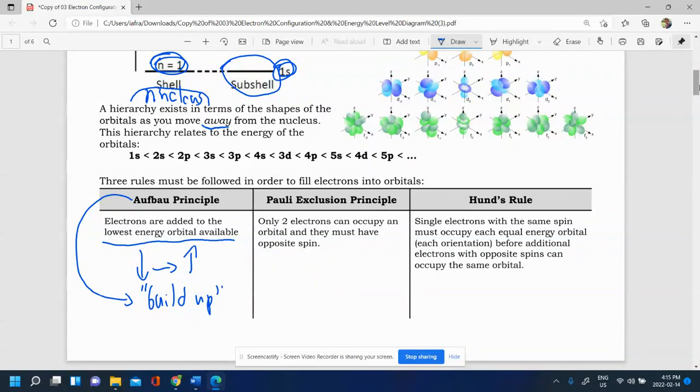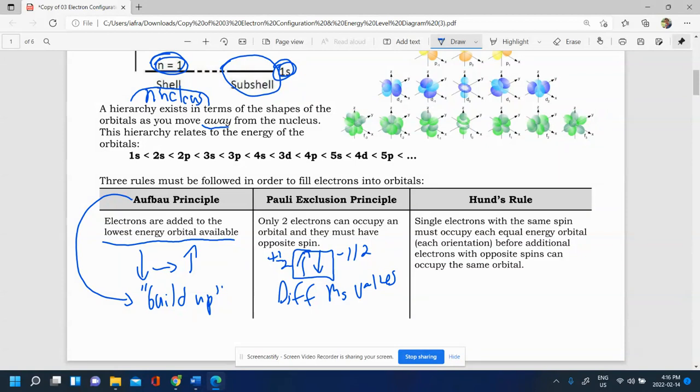The other rule is called the Pauli exclusion principle, and what that means is only two electrons can occupy an orbital, and they must have opposite spins. So if you have a box like this, you can only fit two electrons in there, and they have to have opposite spins. They can't have the same quantum numbers. Every electron has to have a unique set of quantum numbers. They can't be the same for two electrons, otherwise they're the same electron. That doesn't make sense. So this is where the different ms values come from. This one's plus 1/2, and this one's negative 1/2.